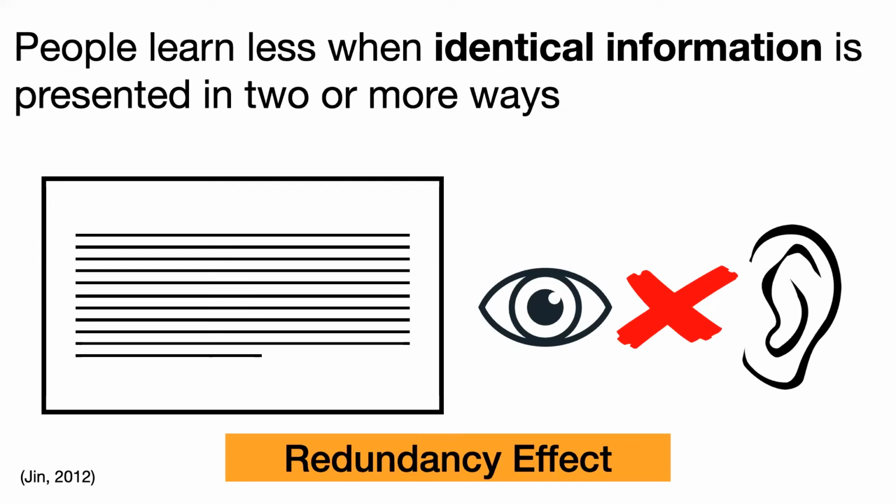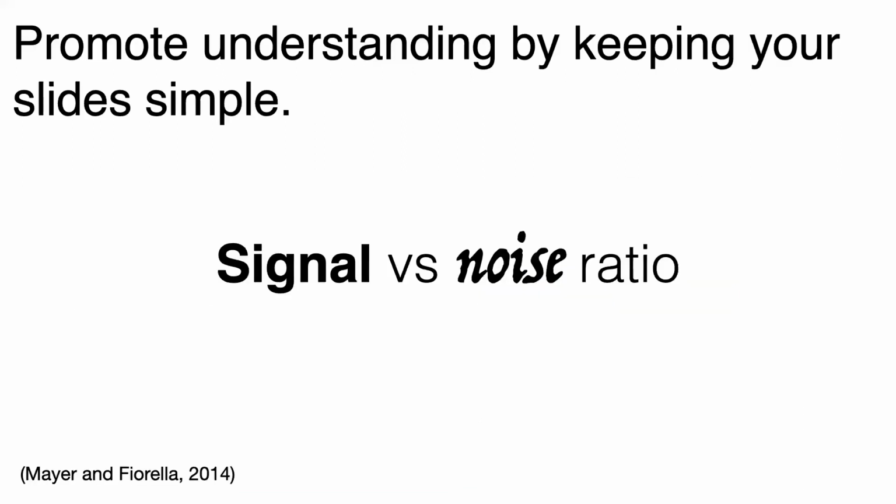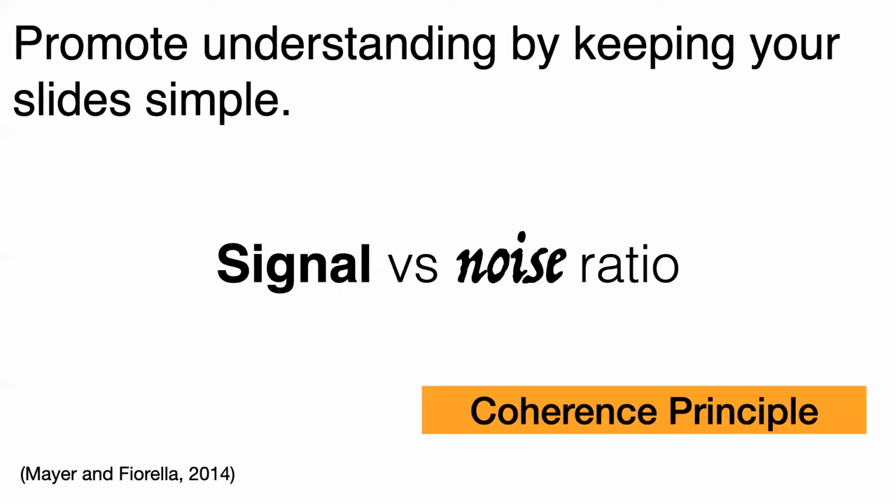We also want to keep our slides simple. We can talk about signal versus noise ratios. So it shouldn't be a surprise that anytime we remove extraneous information, people are going to learn better. And yes, psychologists have tested this, and yes, there's a principle for it, and this is called the coherence principle. I don't think it's a particularly good name for the principle, but I think we can understand that the simpler a slide, the more easily people are going to connect with your message.